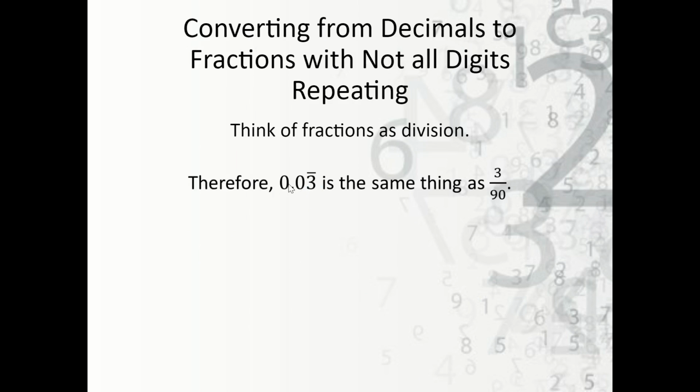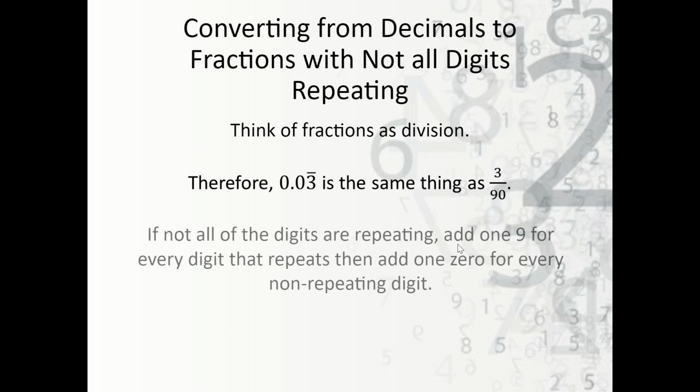Now for this one, we have 0.03 repeat, which I'm telling you is the same thing as 3 over 90. Now here's how this works. For every digit that is repeating, we include a 9. For every digit that's not repeating, we include a 0, right? Just like we did before. So in this case, we have one digit repeating, so we're going to include a 9.